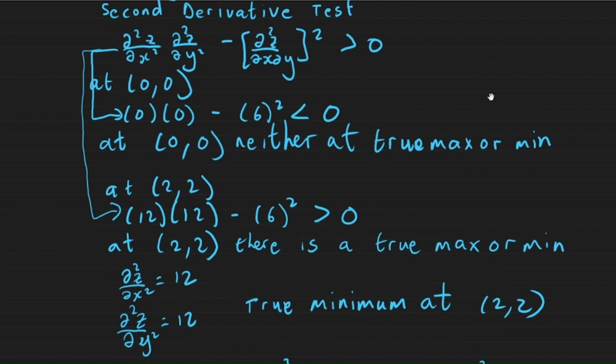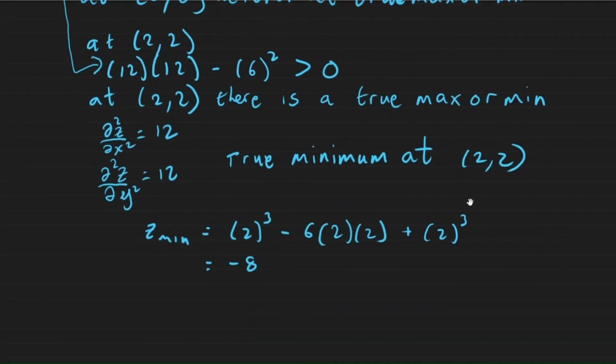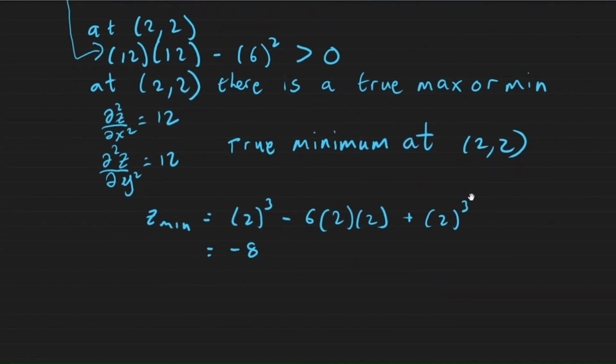And if the second derivative test shows that this quantity that I'm underlining here is greater than 0, then we have a true maximum or minimum. This was the case at point 2, 2. And then we check the sign of the derivatives to determine if it's a true maximum or minimum. And if we see that they're both positive, then we have a true minimum, which is what we established. And thereafter, lastly, we find that minimum value.